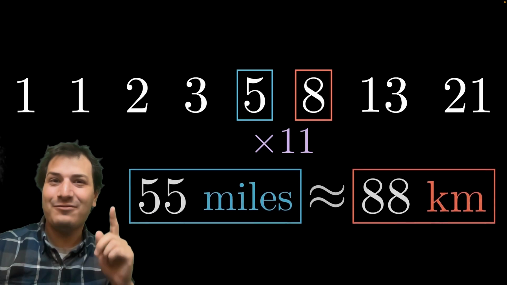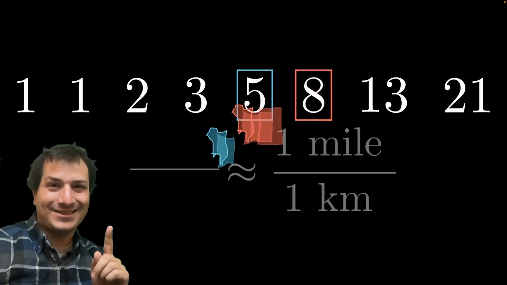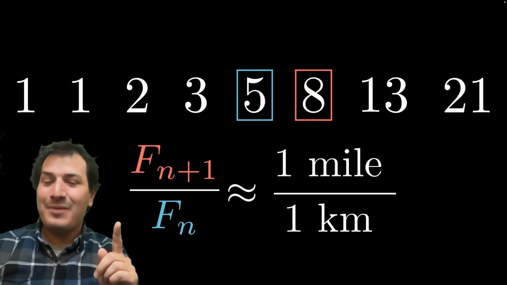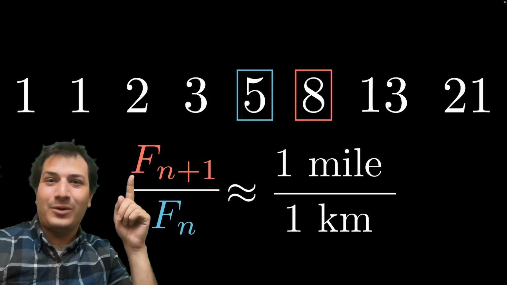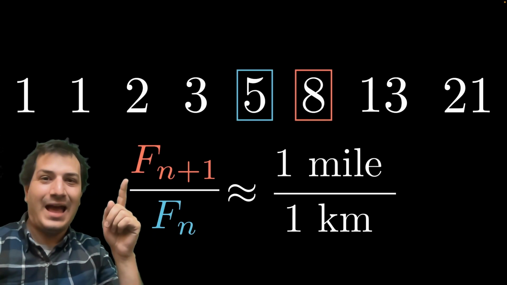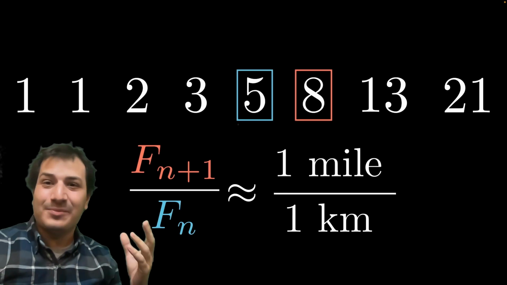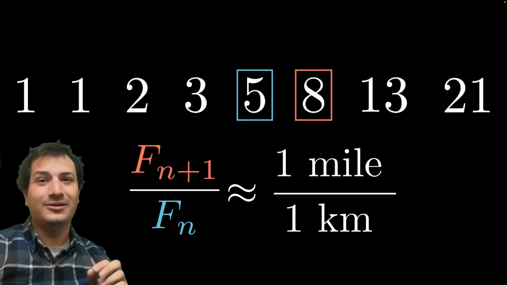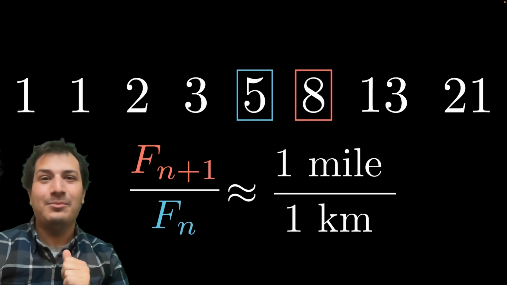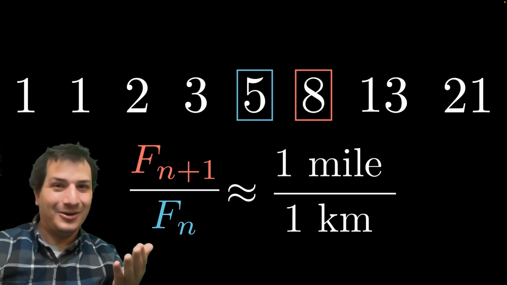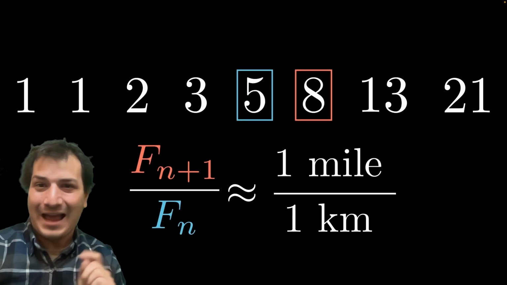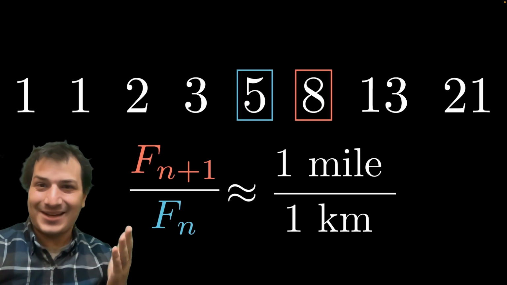Okay, now if you have the soul of a mathematician, you will ask, why is this true? Mathematically, what's going on is we have the ratio of Fibonacci numbers, the (n+1)th Fibonacci number to the nth Fibonacci number. That ratio is approximately the ratio of 1 mile to 1 kilometer. And if you just cross multiply, you'll get what we had before. But why is this true? Miles and kilometers were invented long after the Fibonacci numbers. So actually this is a kind of coincidence.